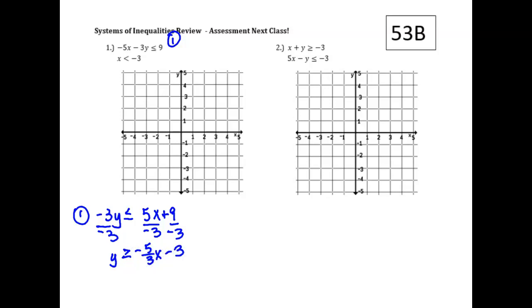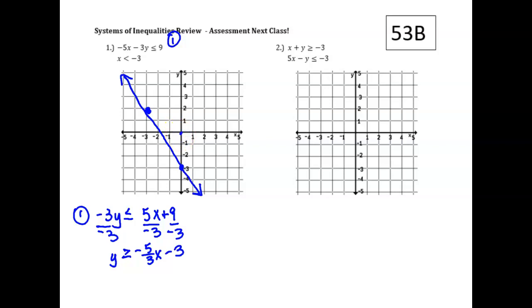Okay, so when I graph that line, I start at my y-intercept of negative 3, and my slope is negative 5/3, so I'm going to go up 5, 1, 2, 3, 4, 5, and then to the left 3, 1, 2, 3, to make that negative slope. Okay, I notice it's greater than or equal to, so that's going to be a solid line. And I'm going to test the point 0, 0 to see which side to shade.